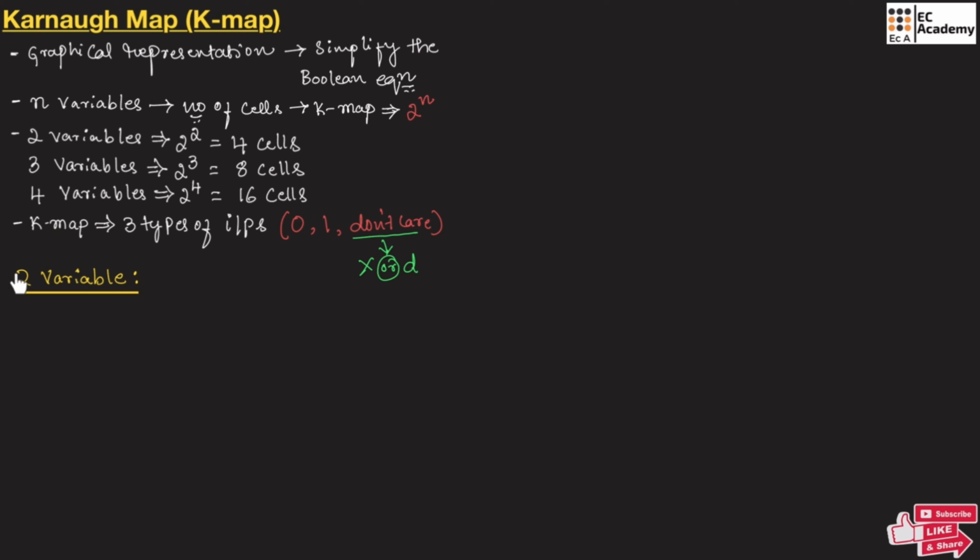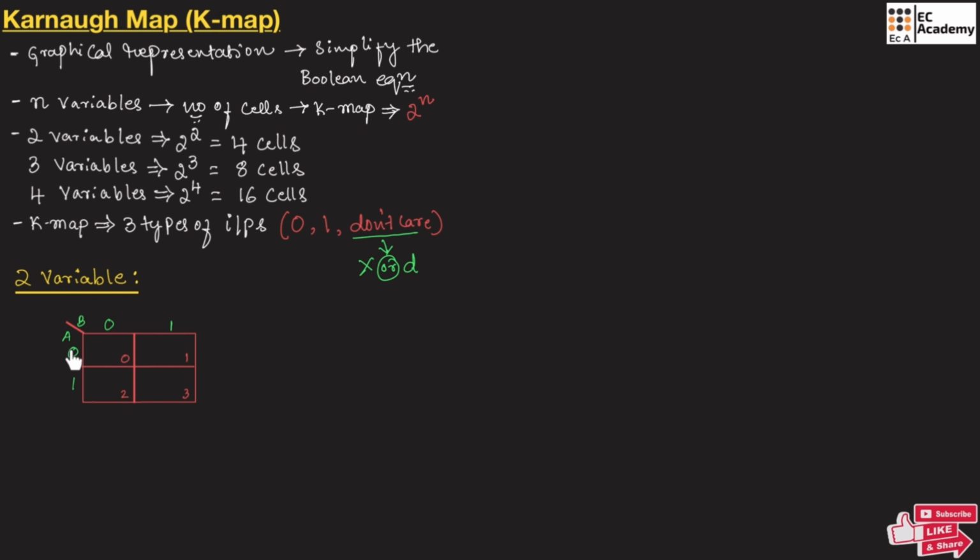Now, if we are having 2 variables in a Boolean expression, let us understand how to write a K-map. This is the representation of K-map for 2 variables. Since we are having 2 variables, we will be having 4 cells and we can write A here and we can write B. Corresponding to A, we can write 0 and 1, and corresponding to B, we can write 0 and 1.